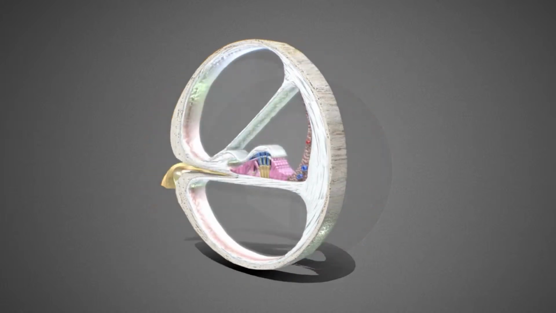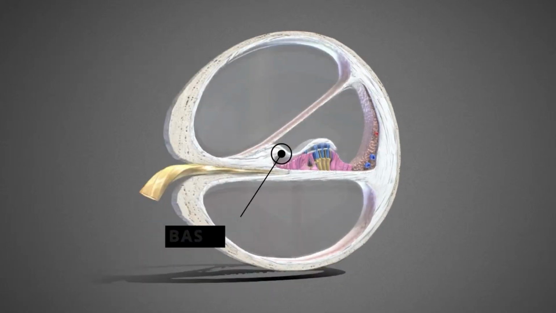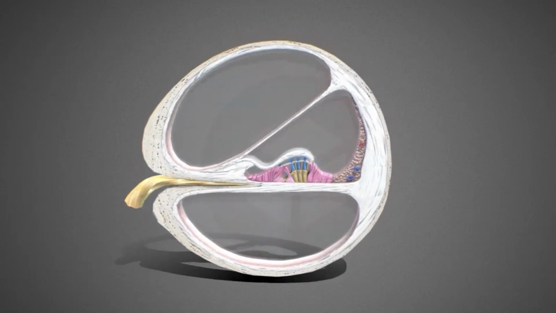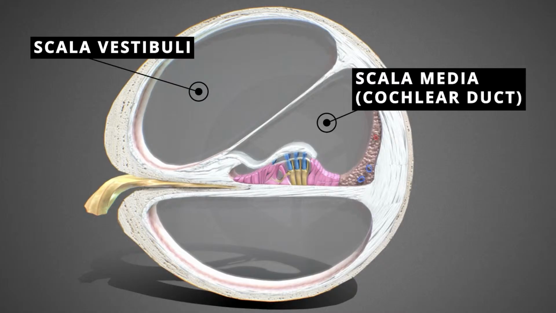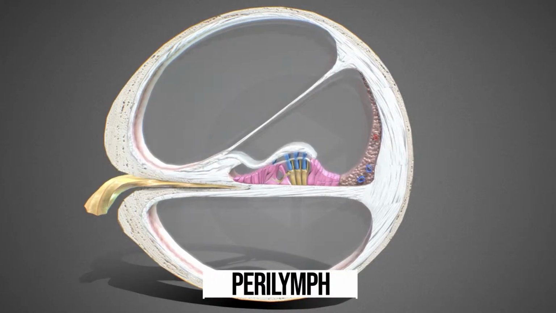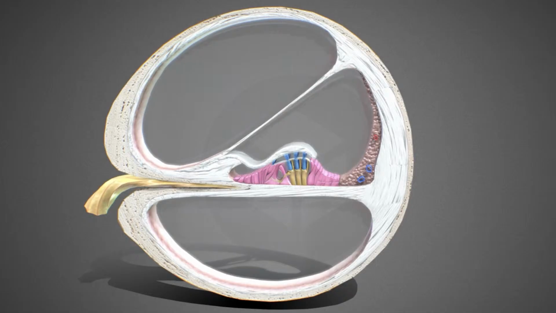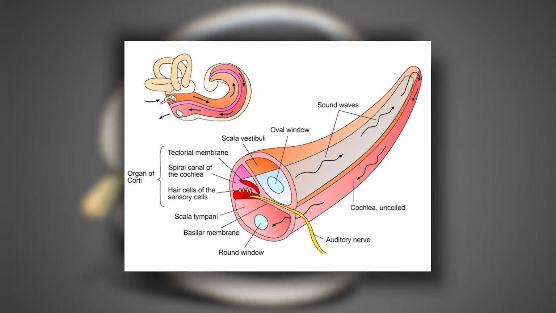Internal division. Inside, the cochlea is divided along its length by two membranes, the Reissner's membrane and the basilar membrane. This division creates three parallel, fluid-filled chambers or canals, the scala vestibuli, scala media, cochlear duct, and scala tympani. Scala vestibuli and scala tympani. These two chambers are filled with a fluid called perilymph, which is similar in composition to cerebrospinal fluid. The scala vestibuli begins near the oval window, where the stapes bone transmits sound vibrations into the cochlea. The scala tympani ends at the round window, another membrane-covered opening that allows for fluid displacement within the cochlea.